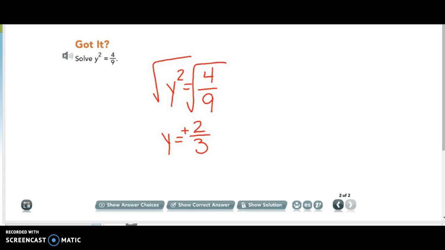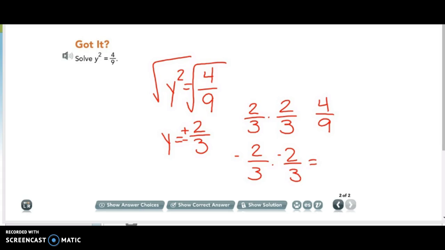Remember, it could be positive or negative, because I could have 2/3 times 2/3 is going to be 4/9. Or I could have 2/3 that is negative times negative 2/3. A negative times a negative is a positive. 2 times 2 is 4. 3 times 3 is 9. So that's why it works out.